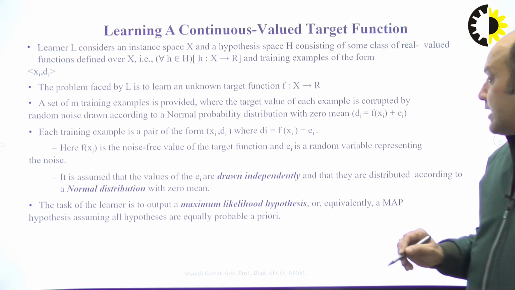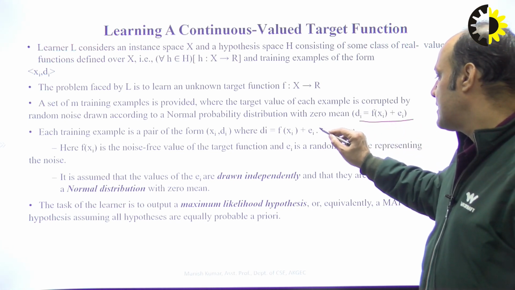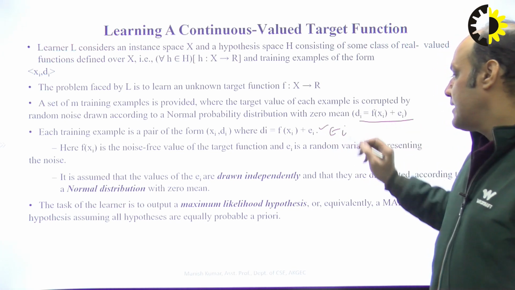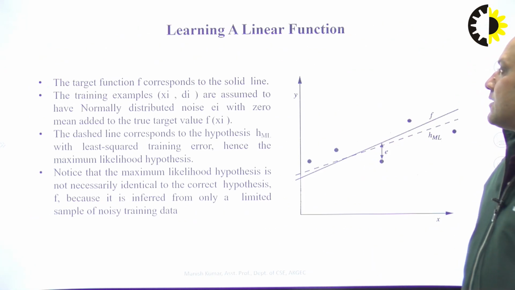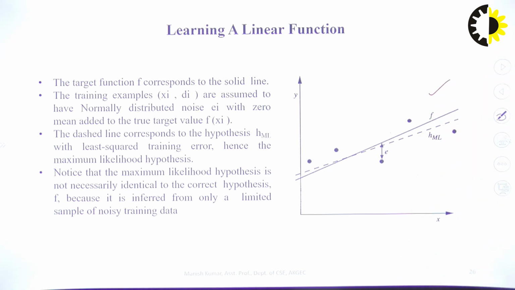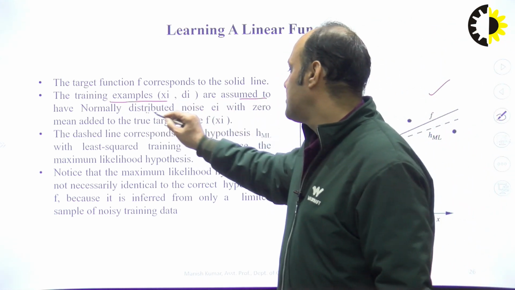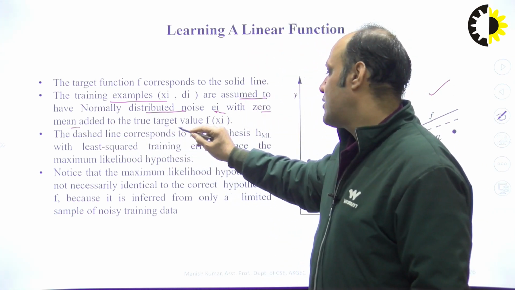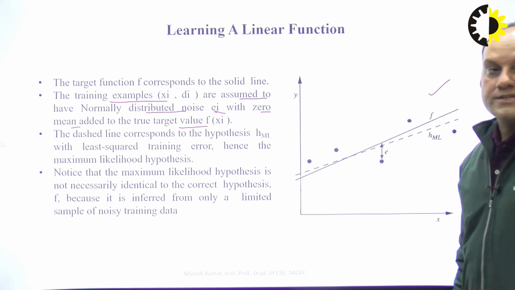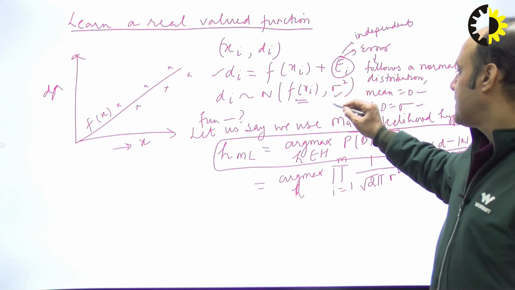Let me show you in the PPT. I have shown you how this equation comes. This is epsilon i. So the output is a maximum likelihood hypothesis. This is the function that we are finding. This is a training example, I assumed to have normal distribution noise epsilon i with 0 mean, added to the true target value f(xi), the same that I have shown you here.